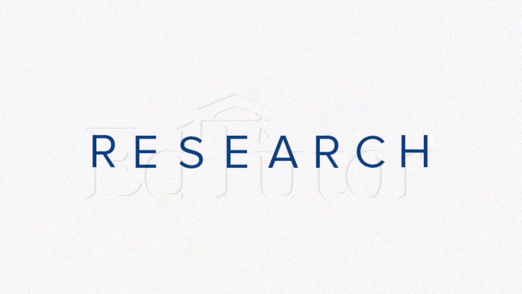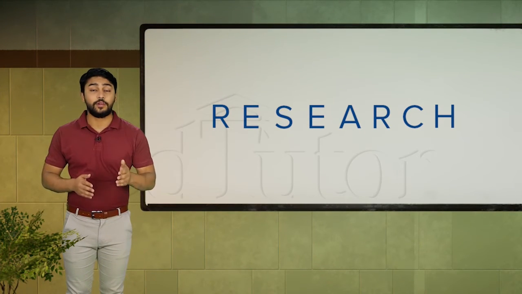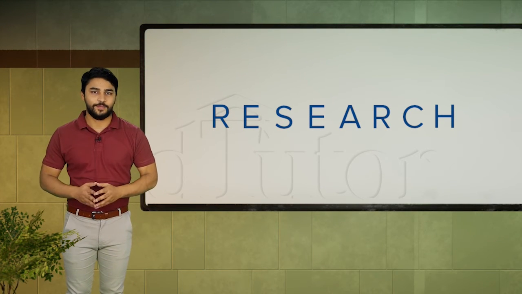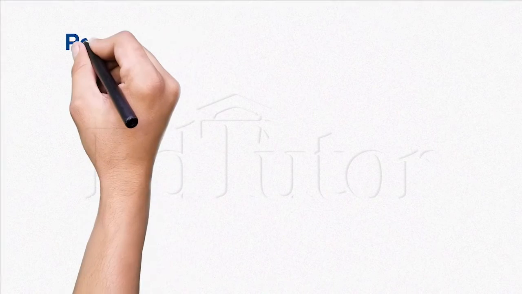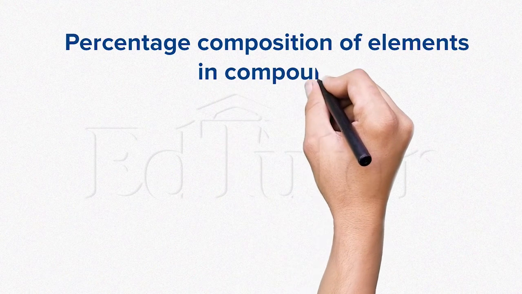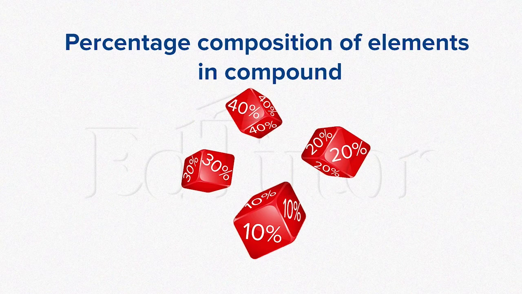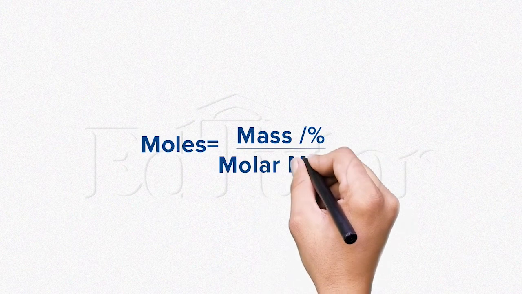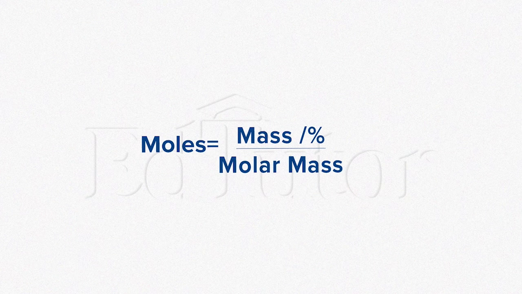Now, there are a few steps that need to be followed before we actually end up constructing the empirical formula of a compound. What are they? Let's discuss them. The first step is to determine the percentage composition, which we already did in the previous video. Remember? The second step is to find the number of moles of each element. This is done by dividing the mass of each element by its atomic mass.